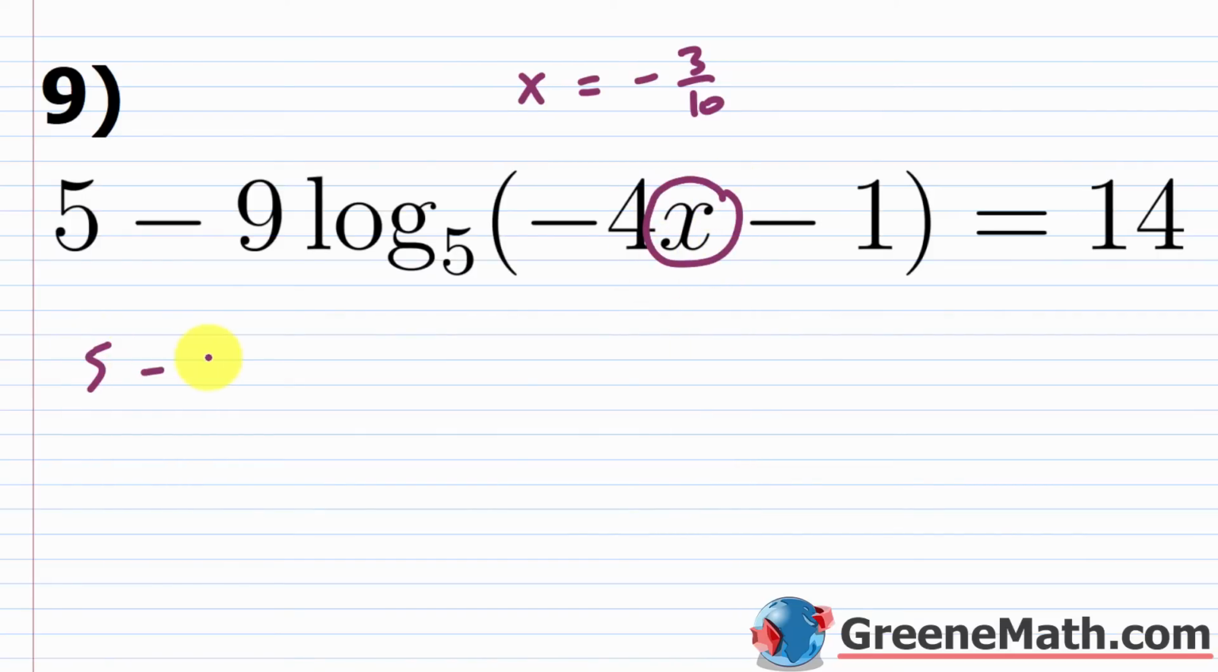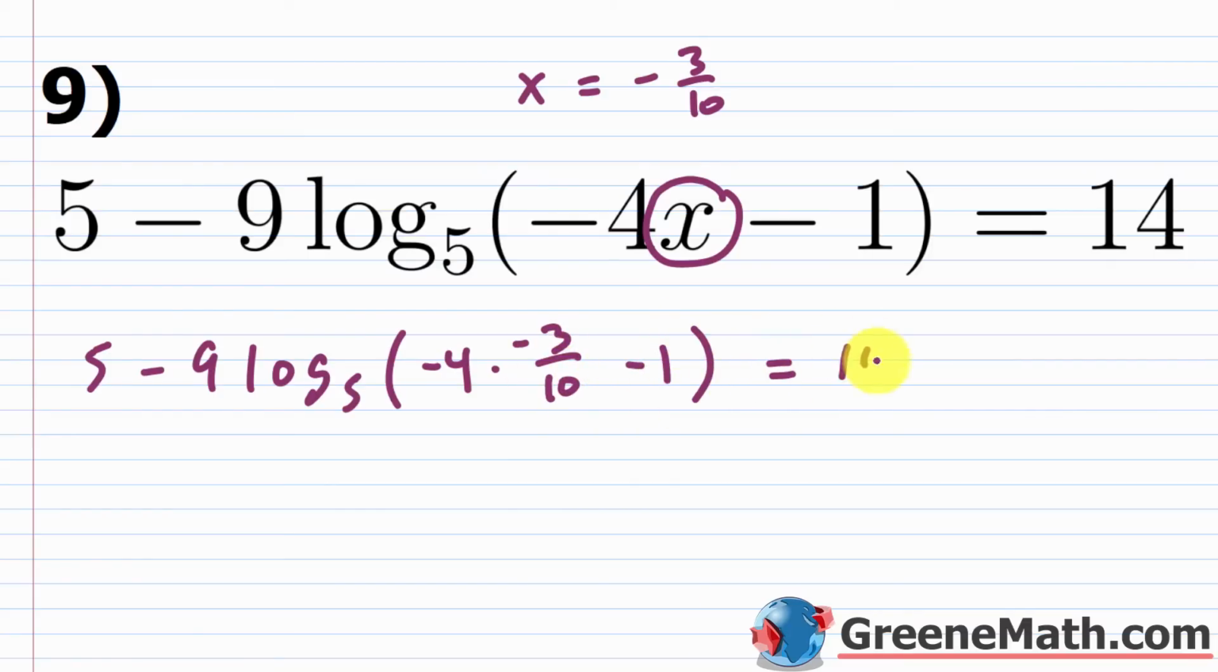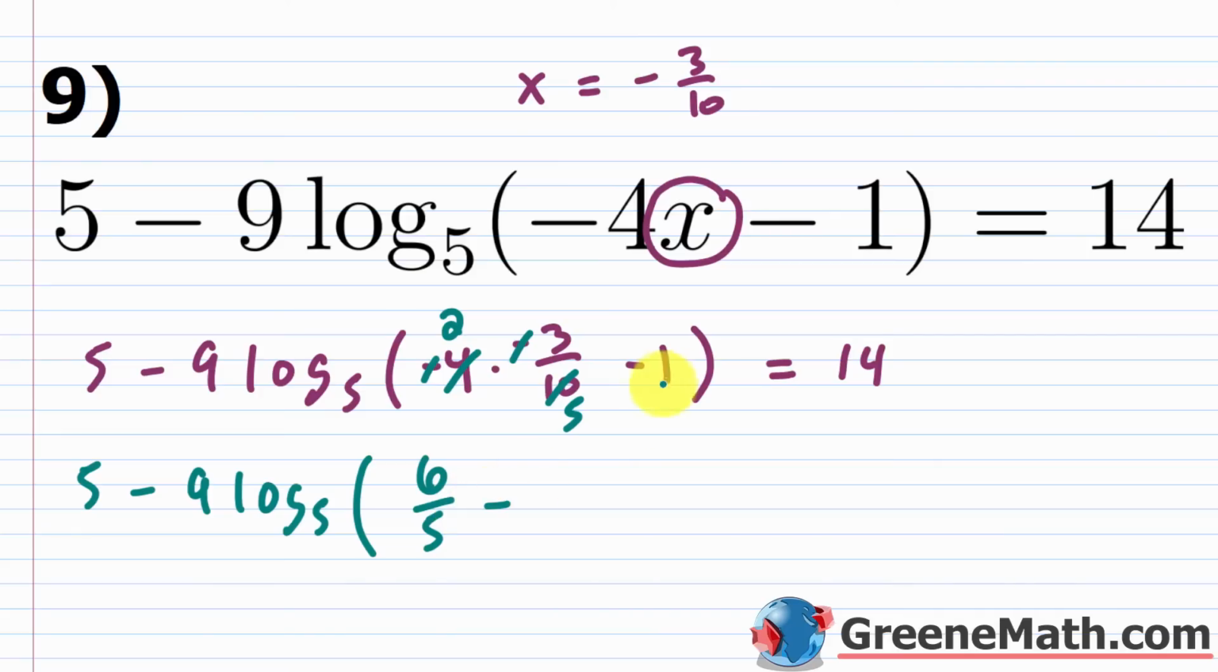So you have 5 minus 9 log base 5 of negative 4 times negative 3/10, and then minus 1, and this should be equal to 14. So let me write this out. 5 minus 9 log base 5 of, here negative times negative is positive, and basically, let me just cancel those away like that. If you think about 4 and 10, there's a common factor of 2. So 4 divided by 2 is 2, 10 divided by 2 is 5. So let's say this would be 2 times 3, which is 6 over 5. So this would be 6/5 minus 1. Let's write that as 5/5. And this should be equal to 14.